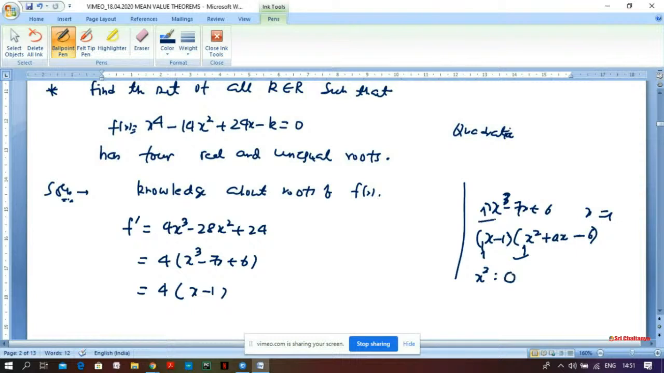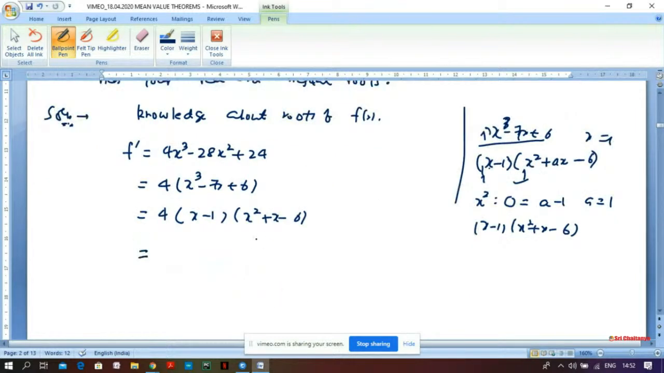Left side is 0, here it is 0. Here x square will contribute 1 from a, that is, this is a, and 1 is minus 1. So a equals 1. And so you get x minus 1 and x square plus x minus 6. You can still find that x equal to 2 is a root of this one. So I can write x minus 1, x minus 2, and x plus 3.